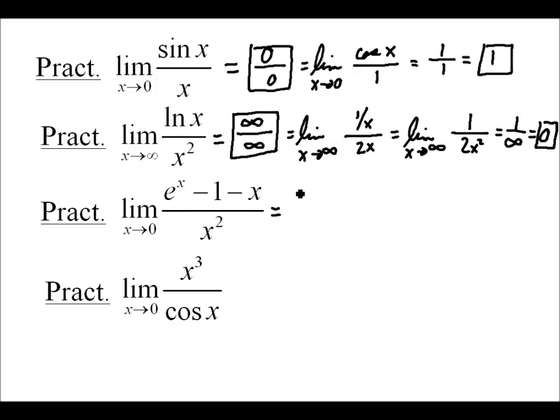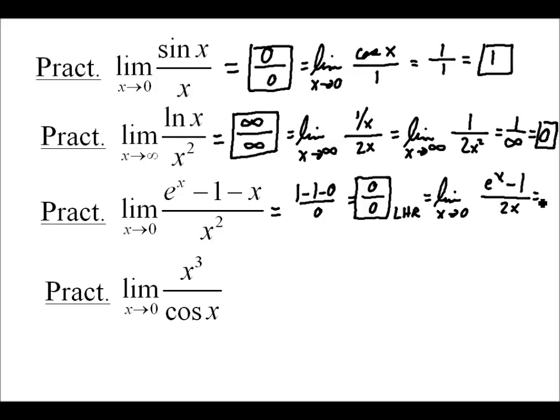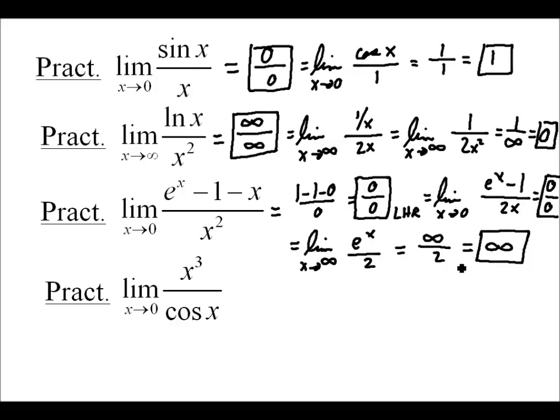For this problem, if I plug in 0, I'm going to get 1 minus 1 minus 0 over 0, which is 0 over 0. So we can use L'Hopital's rule. Hope I have enough space for this problem. So we get the limit as x goes to 0. Derivative of the top is e to the x minus 1. Derivative of the bottom is 2x. If I plug in 0, I'm again going to get 0 over 0. So once again, I'll use L'Hopital's rule. Pretend I wrote LHR there. And so we end up getting the limit as x goes to infinity. Derivative of the top is e to the x. Derivative of the bottom is 2. And now as x goes to infinity, we have infinity over 2, which is infinity. So our third problem, the answer is infinity.